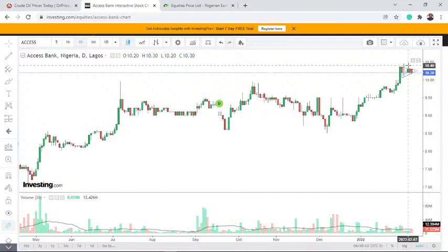I tell you, Access has branched out to almost 4 African countries now. Gradually, they are coming up. Then UBA is in about 20 to 23 African countries. Then ETI about 52. You see how this is going to play out.